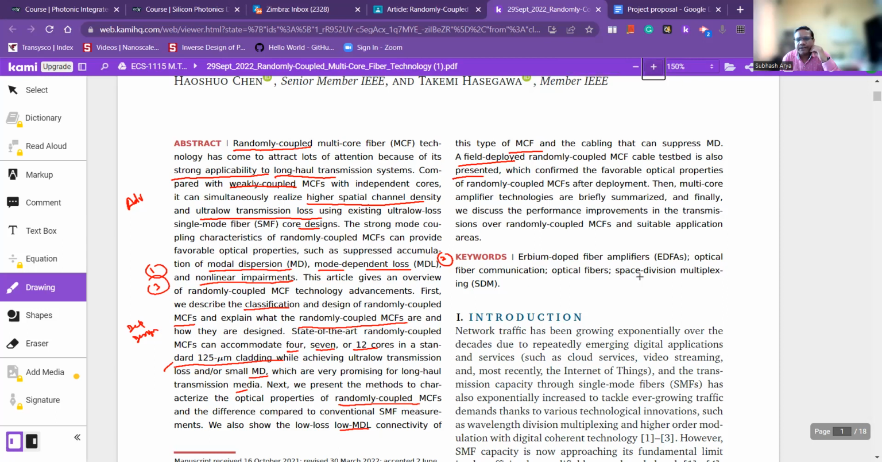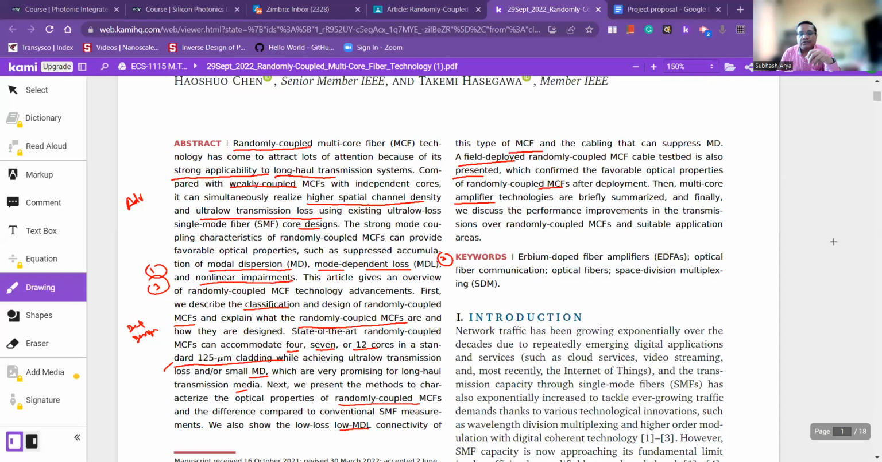Then multi-core amplifier technologies are briefly summarized. So besides fiber, amplifiers also. And finally, we discuss the performance improvement in the transmission over randomly coupled multi-core fiber and suitable application areas. So keywords are erbium doped fiber amplifiers, optical fiber communication, optical fiber, space division multiplexing, SDM.